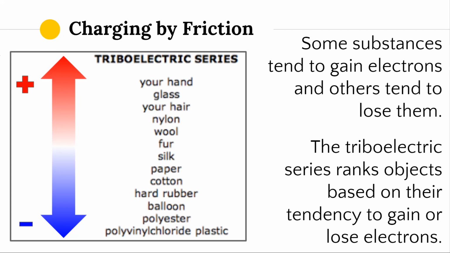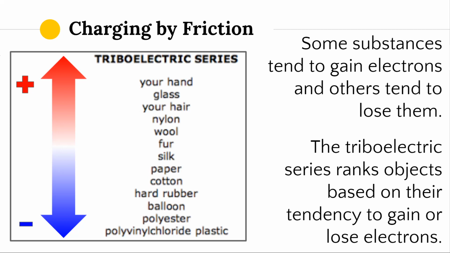And if you rub it against something lower down on the list, that object's going to take them. Okay, so if I rubbed, for example, nylon, like pantyhose, on a balloon, you're going to have the nylon losing electrons, becoming positive, and the balloon will gain them, becoming negative.